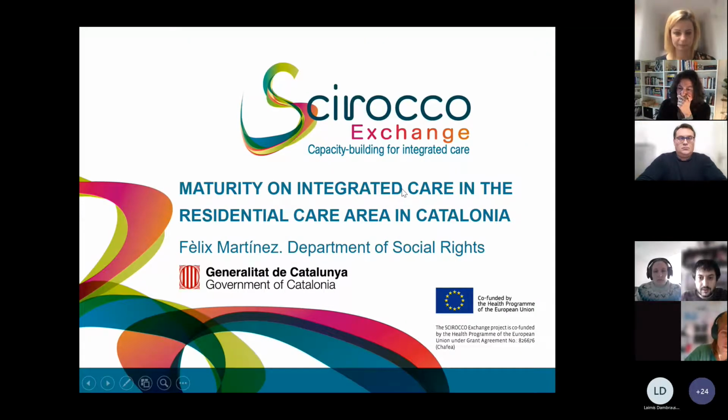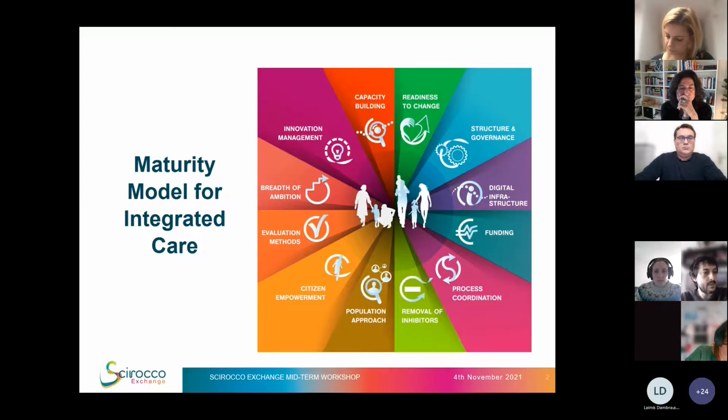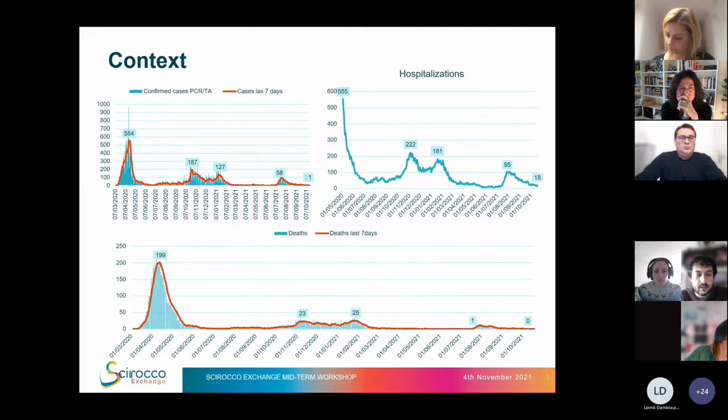So my presentation is about our experience in Catalonia using the Scirocco maturity model to measure the integrated care in residential care during the COVID pandemic. So this is the maturity model and some context.